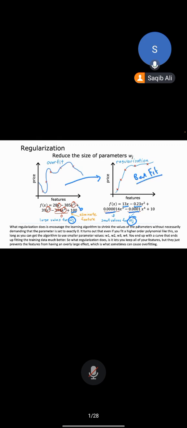Best fit. Remember, you can also reduce the value of b, but b does not have any major effect. So you can include it, but normally we exclude the transformation of b. We do not change b.